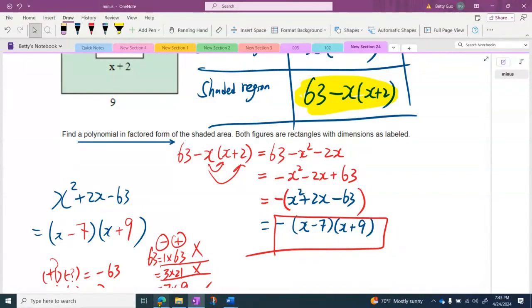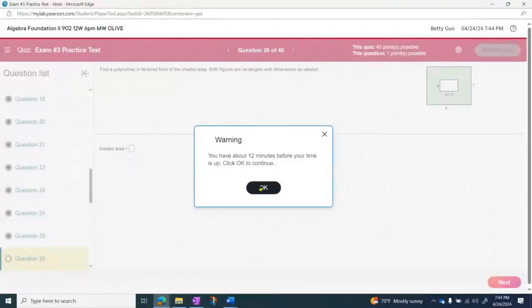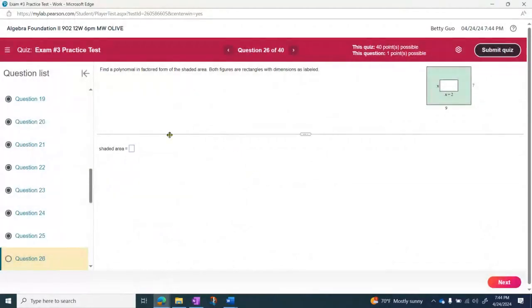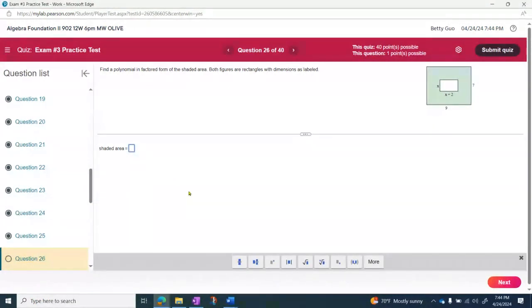Negative times x minus 7 times x plus 9. Oops. Negative, x minus 7, x plus 9.